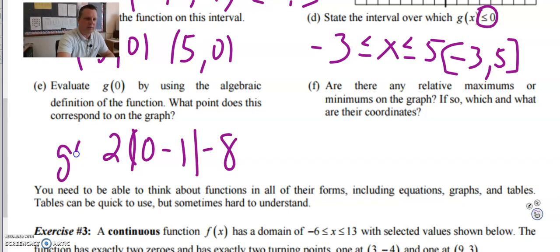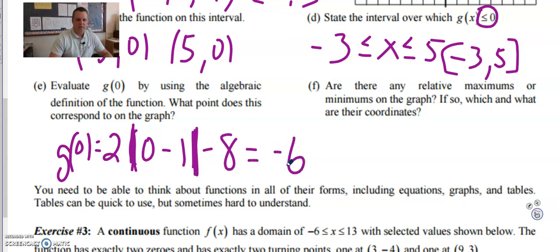So you have to evaluate it, g of 0. Okay? Then you plug it in. This becomes 1. With these absolute values, you've got to remember, it makes everything positive. So 2 minus 8 is negative 6. What point does it correspond to? It is the y-intercept.